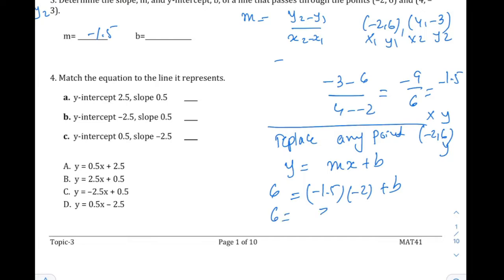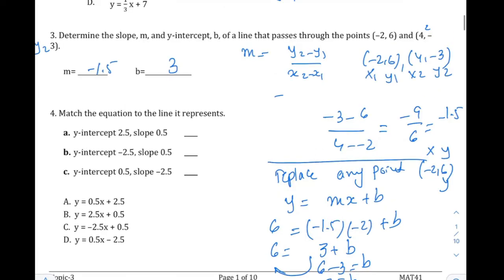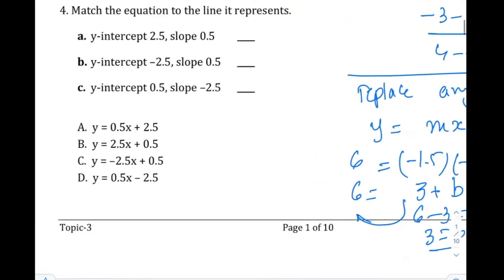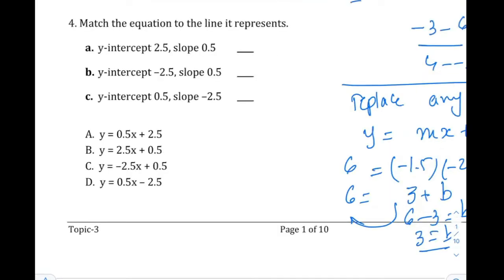6 is equal to 3 plus b, and taking the 3 to the other side, reversing it. So 6 minus 3 is b, and our b is 3. Done. So we made a mistake here. We didn't copy the minus 3. It is coming down. No problem. We are fine now.